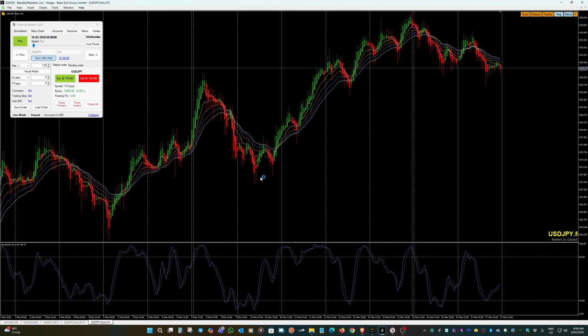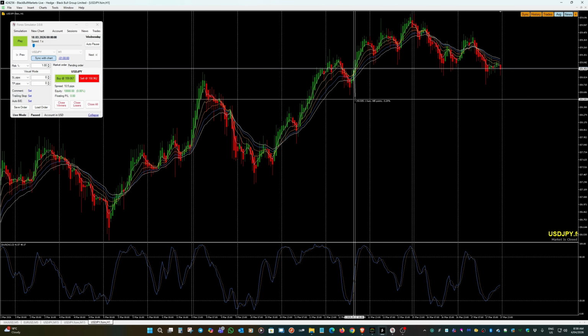Now what we're looking at is for an entry, we want to see higher highs and higher lows, so we can see a trend direction like we have here. We see a pullback in the stochastic, and also we can see the pullback into the moving averages, and then we close again above the moving average. So here would be our entry.